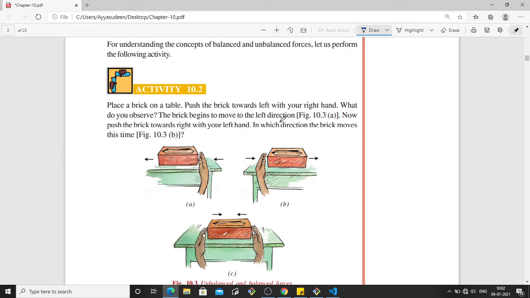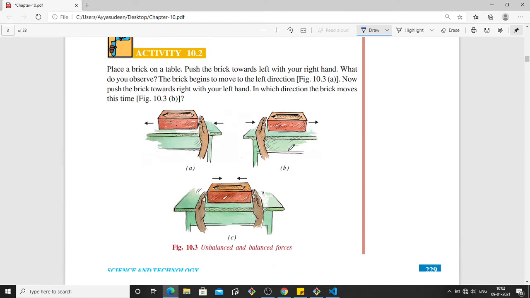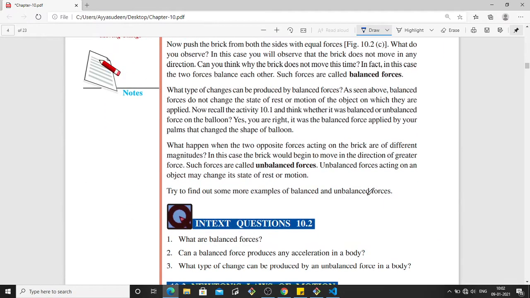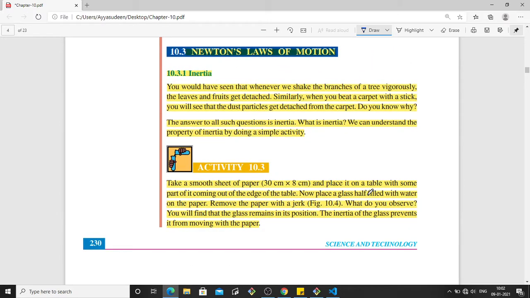They have given one more example by this method. Then the activity you can read about, inshallah. And the next one is Newton's laws of motion. So we will see Newton's laws of motion.